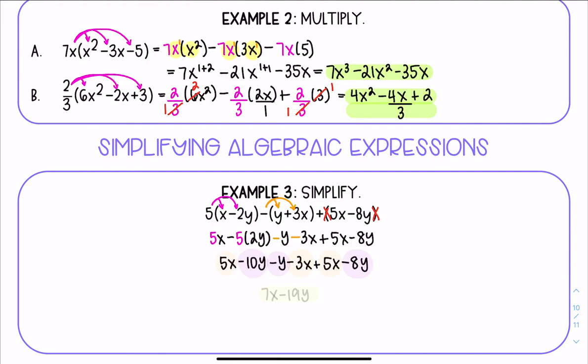And so now we need to combine like terms. So we have x terms and we have y terms. So we have 5x, negative 3x, and 5x. We've got negative 10y, negative y, and negative 8y. So adding the x values together, we have 5 minus 3, which is 2, and then 2 plus 5, which is 7. So we have 7x. And then for the y's, we have negative 10 minus 1, which is negative 11, and then negative 11 minus 8, which is negative 19y.